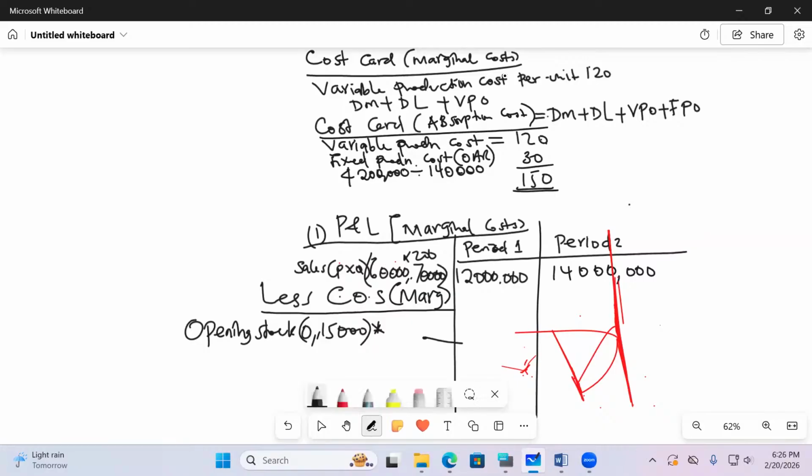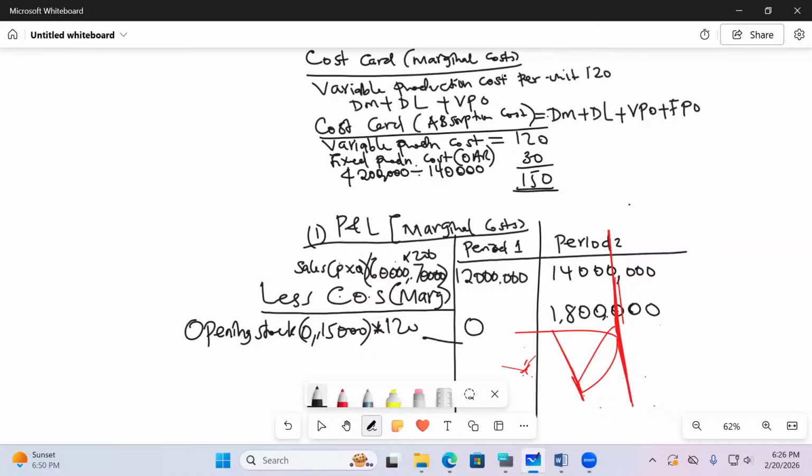So we continue, ladies and gentlemen. Remember this time round, we are using marginal. So I'm picking the marginal cost per unit, which is what here, somebody? Which is 120. So when I write 0, 15,000, 0 is for period 1, and 15,000 is for period what here, somebody? 2. So then 0 times 120 for period 1 gives me opening stock of what here, somebody? 0. How about 15,000 times 120? 1.8 million. So this one here we have 1.8 million.